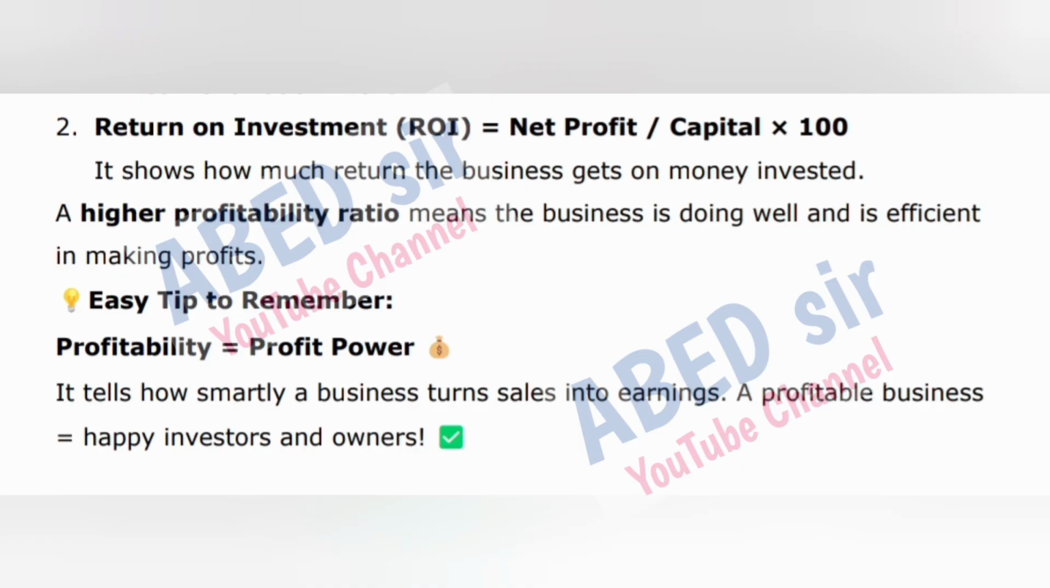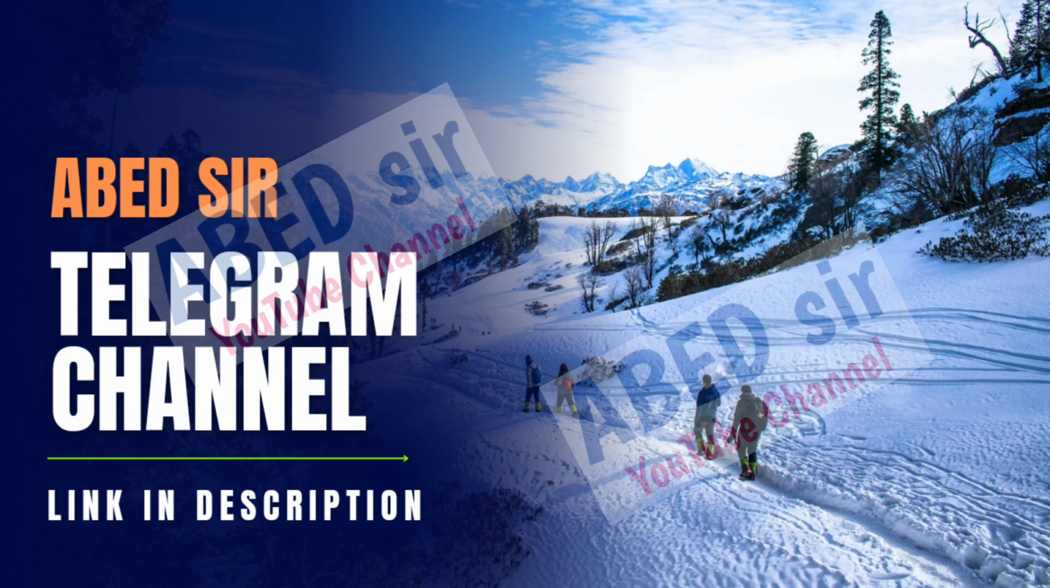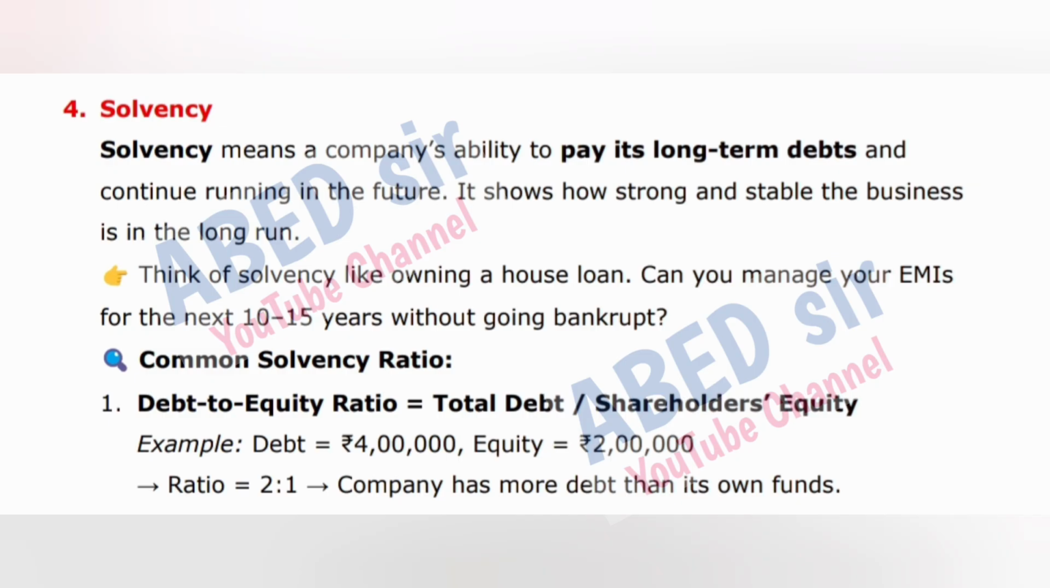Easy tip to remember. Profitability is equal to profit power. It tells how smartly a business turns sales into earnings. A profitable business is equal to happy investors and owners. Next important short question is 4. Solvency. Solvency means a company's ability to pay its long-term debts and continue running in the future.